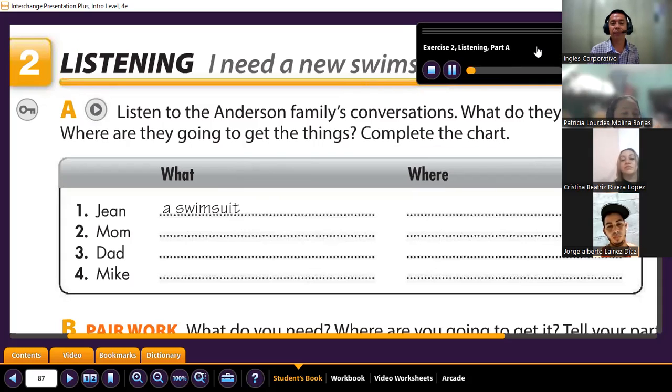Page 87, Exercise 2, Listening. I need a new swimsuit. Part A. Listen to the Anderson family's conversations. What do they need? Where are they going to get the things? Complete the chart. 1. Jean, are you going to come to the beach with us tomorrow? Yes, but I need a new swimsuit. I'm going to go to a department store this afternoon. Maybe I can find one. Good. Can I go with you? I need to get some things too. 2. Are you going to look for some clothes, Mom? Oh, no. I'm going to go to the supermarket. What do you need? I just need some cookies for tomorrow. We're going to take a picnic lunch to the beach. Oh, good. Can you get chocolate cookies? Sure.